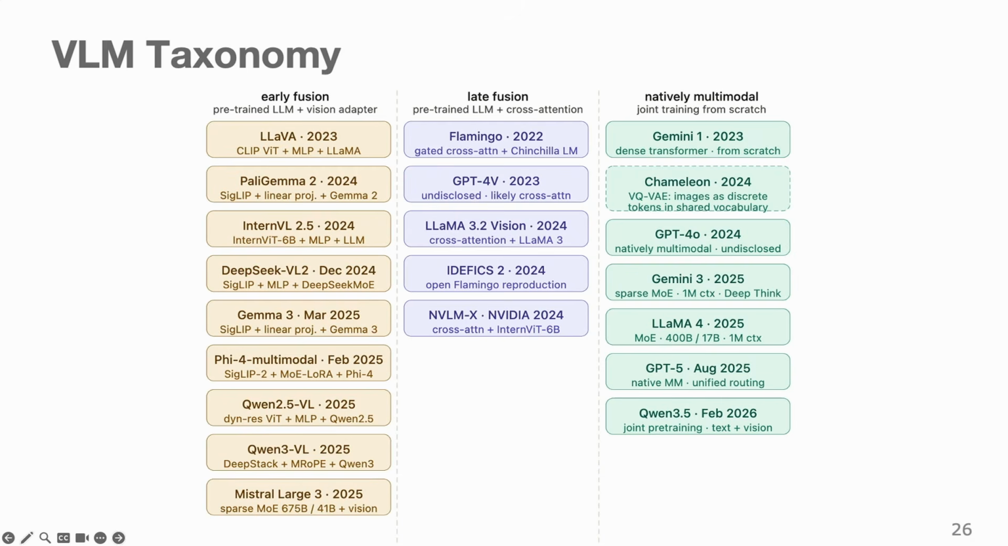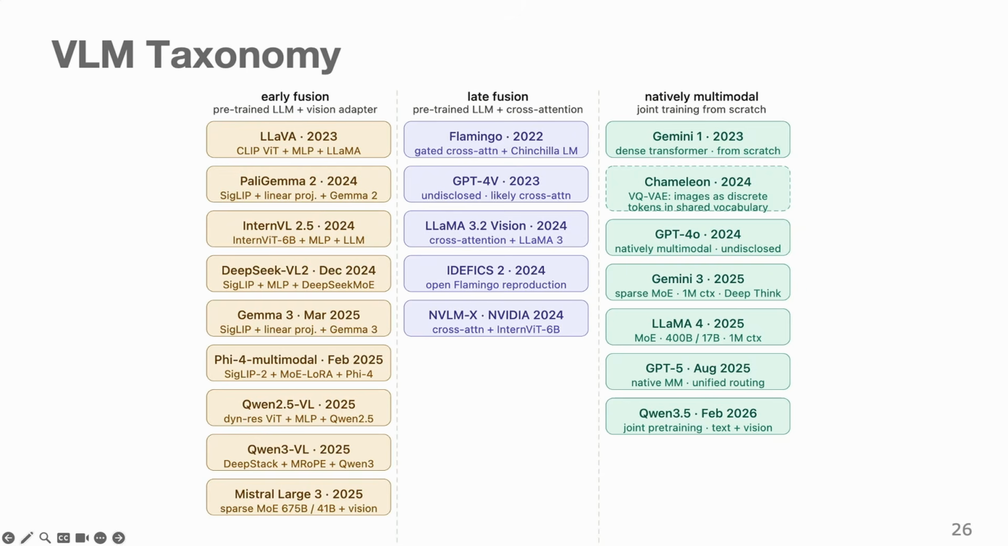So most of the current VLMs that you know are related to one of these three paradigms we just covered. Early fusion on the left, which is basically a pre-trained LLM plus a vision adapter, is also the most popular one in the open source community, with LLaVA, PaliGemma, Gemma 3, and so forth. The recipe is the same: you just swap in a better vision encoder, better base LLM, and iterate.